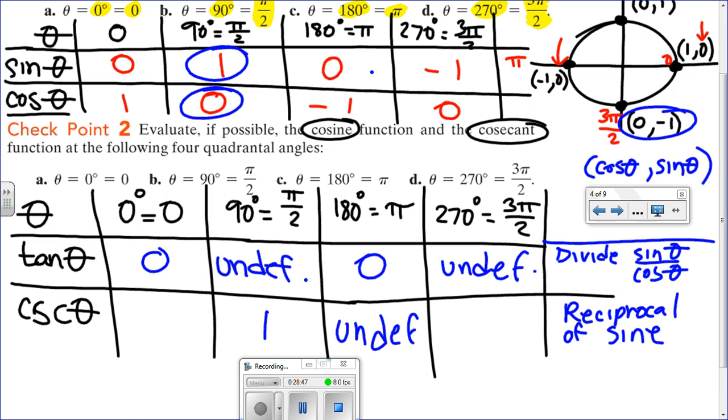Okay, cosecant of 0. This is too hard. Cosecant of 0 is undefined. Very good, because the sine is 0.